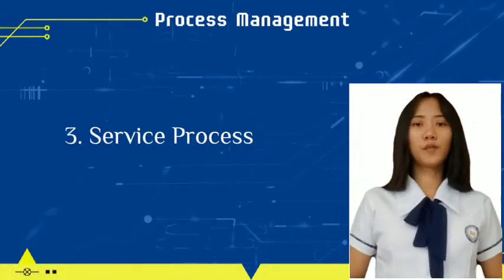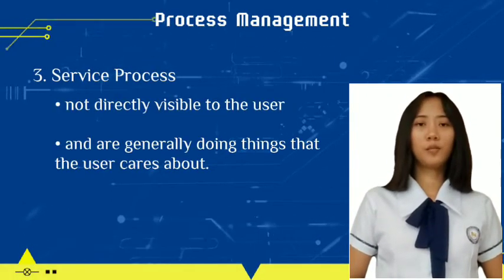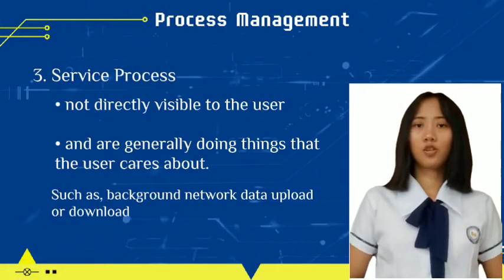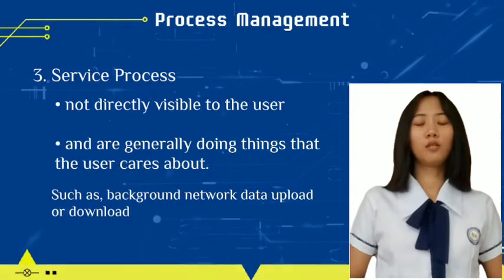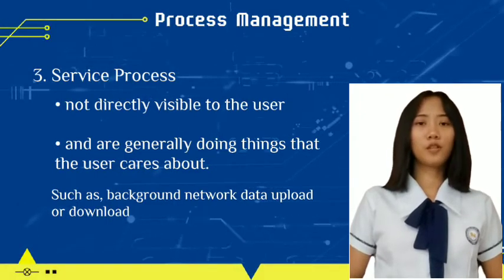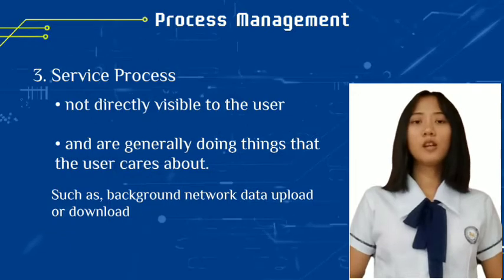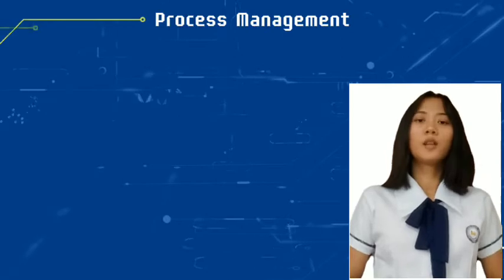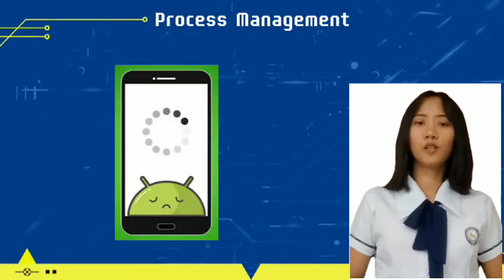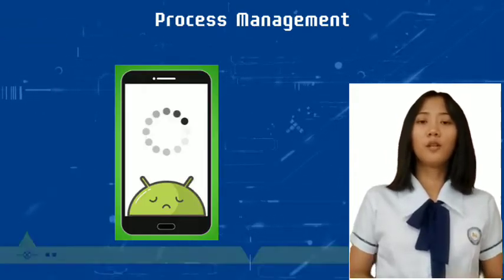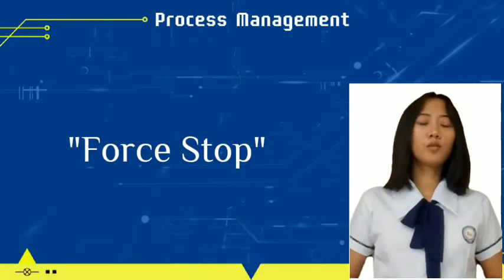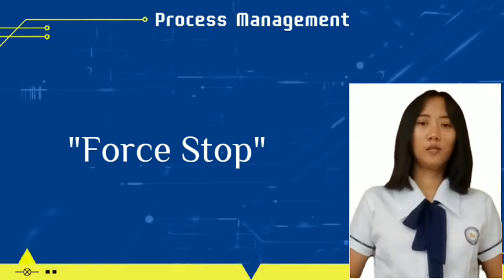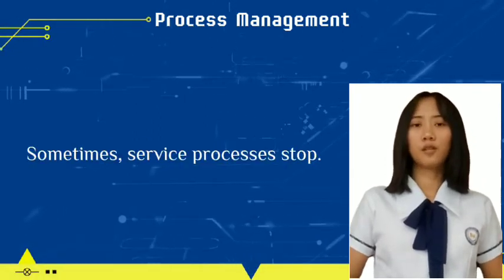Another process is the service process. These are not directly visible to the user, but are generally doing things that the user cares about, such as background network data upload or download. So the system will always keep such processes running unless there is not enough memory to retain all foreground and visible processes. Sometimes our phone experiences a sudden stop and displays a force stop button, maybe because too many applications are open and the memory can't handle it anymore. So sometimes service processes stop.